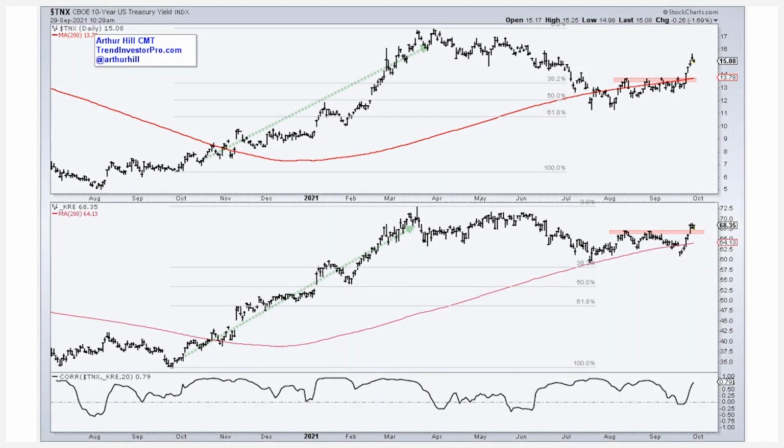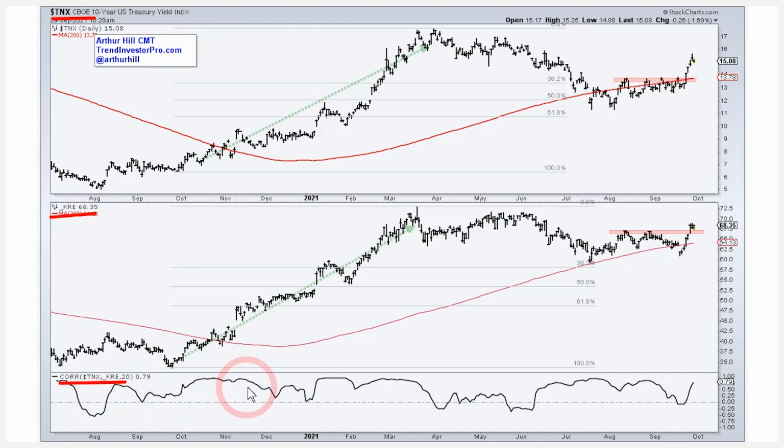Now we can quantify this relationship between the 10-year yield and KRE using the correlation coefficient. That's an indicator at StockCharts. So here in the top window, I've got the 10-year yield. I've got KRE in the middle window. And down below, I've got the correlation coefficient between the two. So how do they move together or do they move apart?